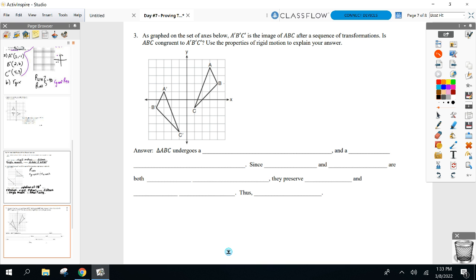All right, so as I read these directions, we have A prime, B prime, C prime, image of ABC. Here's a key fact they wrote in the directions for you: after a sequence. So right now I know there's no shot I do this in one. It's going to be two or more. All right, what are the two or more? Go ahead in your group.